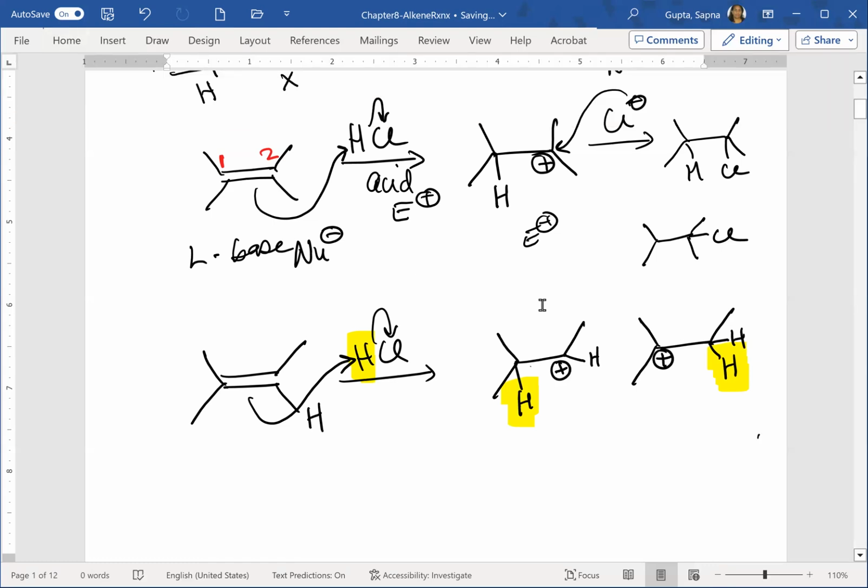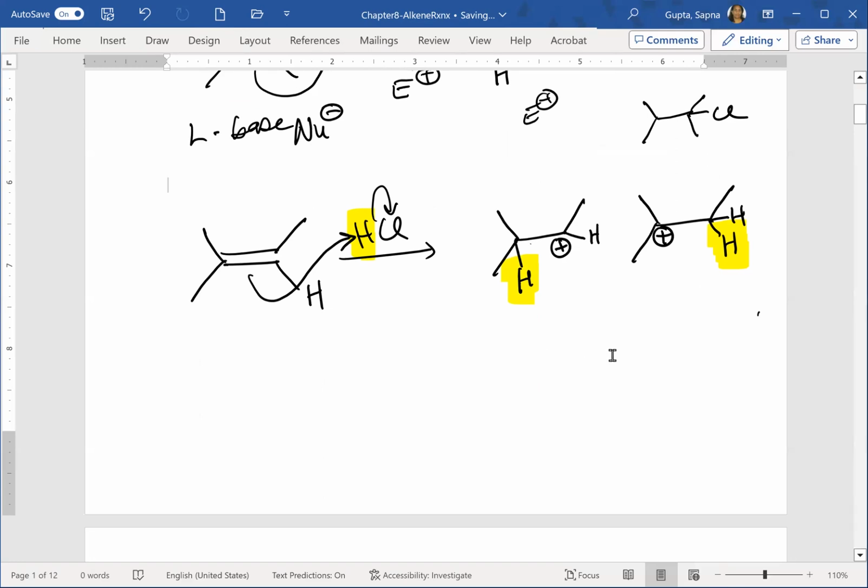So I would like someone from the class to tell me which carbocation is more stable, the first one or the second one? Is it the second one? It is. Very good. Thank you so much. Yes, it is the second one because that is tertiary carbocation. You're absolutely right. So what's going to happen? This is going to form. The first one does not form. Okay.